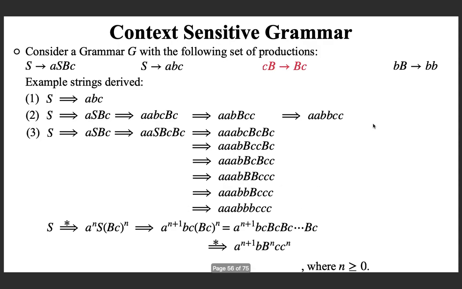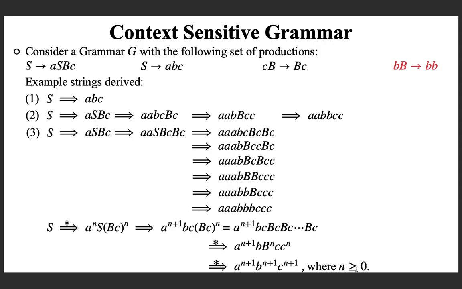Now what you can do is you can apply the third production n number of times, which will give you this. Small b followed by capital B n times. And now if you apply the last production n number of times, you will get a to the power n plus 1, b to the power n plus 1, c to the power n plus 1 for all n greater than or equal to 0, and that is the language. Not when n is greater than or equal to 0. Actually, when you substitute as n, it is n greater than 0.